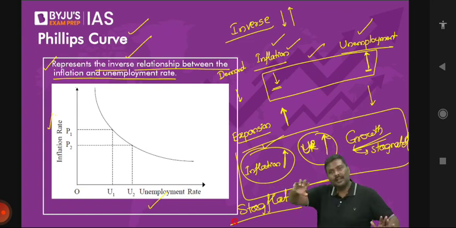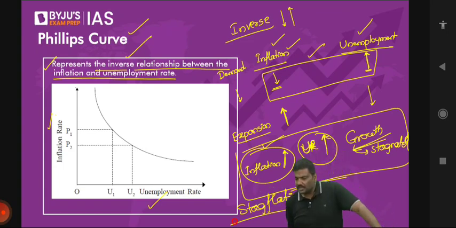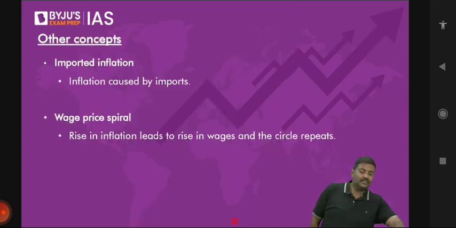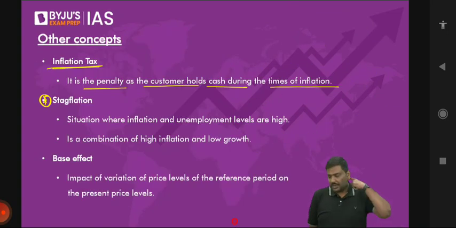So this is basically the discussion related to the Phillips curve as well as stagflation. Okay. So the next topic is base effect, etc. We'll take it up next class. Is it okay? Right. We'll take it up next class.